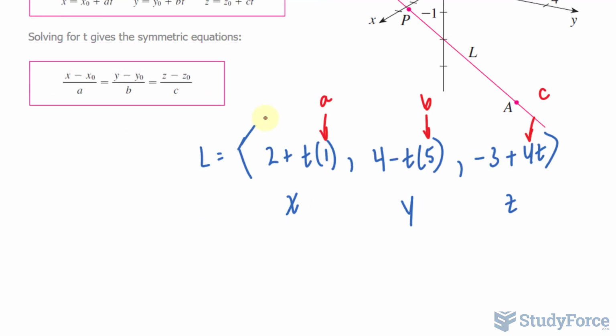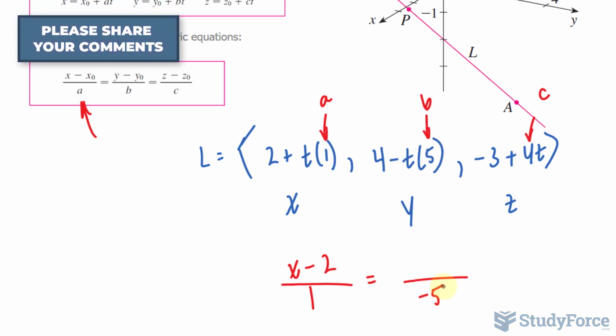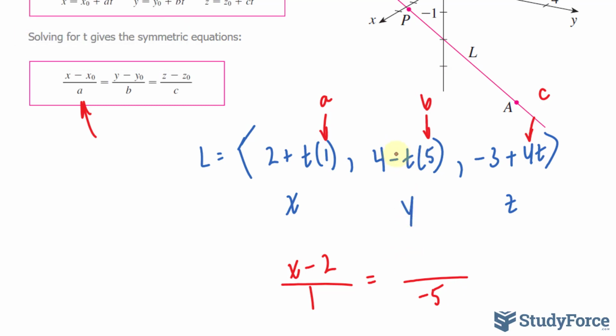Solving for t here, you should end up with this part, which is 1 in the denominator position, x minus 2. That's positive, so that becomes minus. Negative 5 at the bottom. It's negative because that's negative. And since this is equal to y, we write down y minus 4. Over here we have z plus 3 over 4.